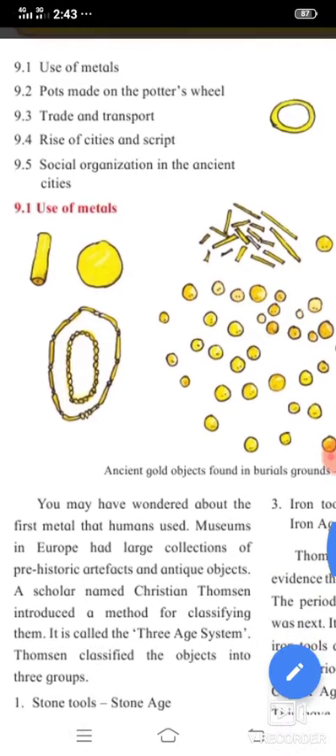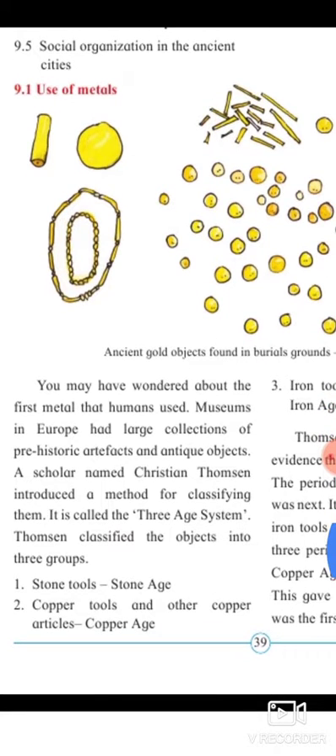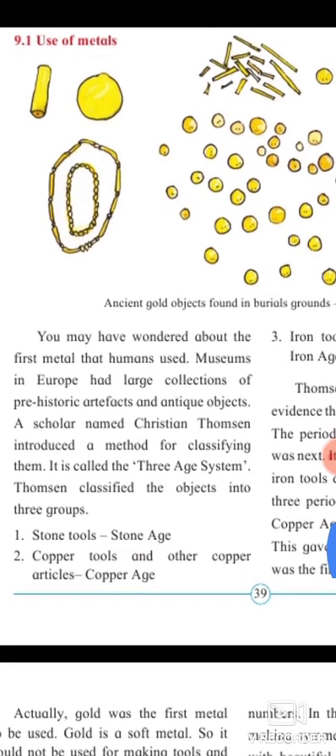9.1 Use of Metals. You may have wondered about the first metal that humans used. Museums in Europe had large collections of prehistoric artifacts and antique objects. A scholar named Christian Thomsen introduced a method for classifying them. It is called the three-age system.